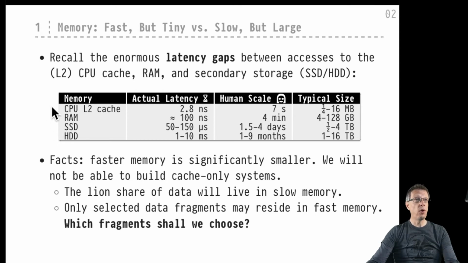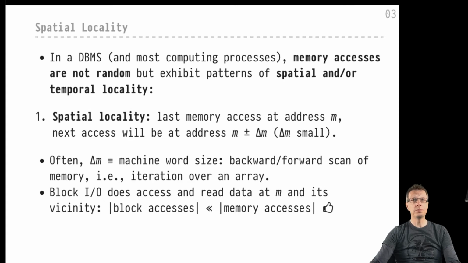We will have to live with all of these components. We will not be able to build a cache-only database, but SSDs and HDDs will remain a significant part of the architecture of your systems and of database systems. The lion's share even of data will live in slow memory, and only selected data fragments will probably fit into really fast memory. And the question is, which fragments of the database shall we choose to live in RAM or even in the cache? It will only be a tiny fraction of the database probably.